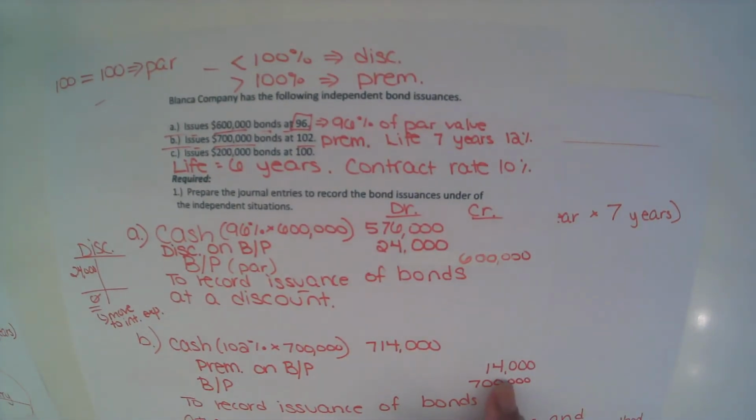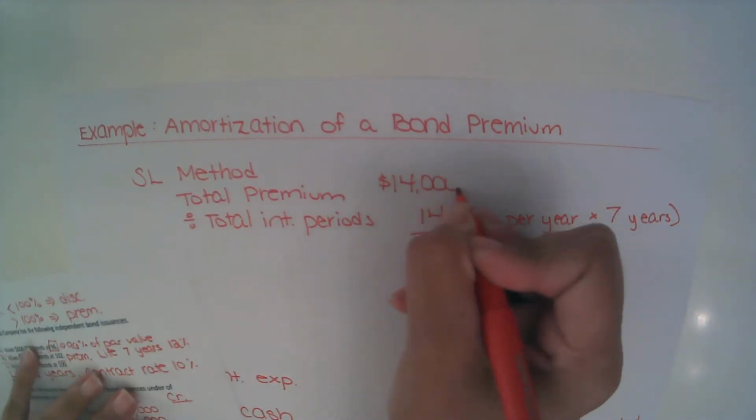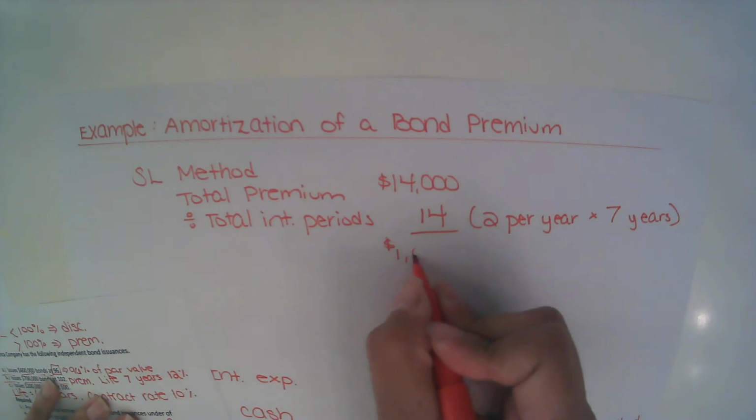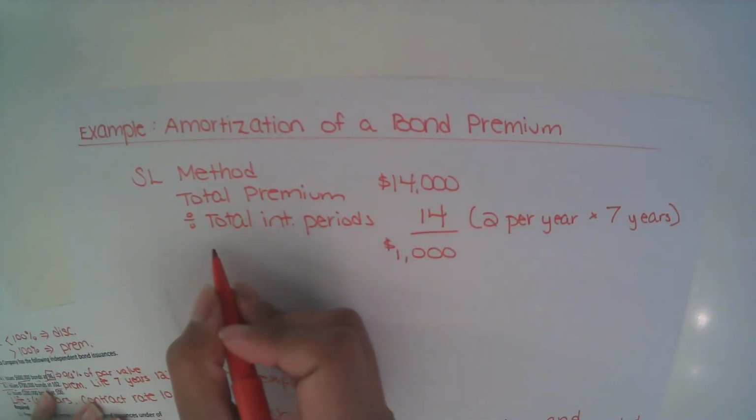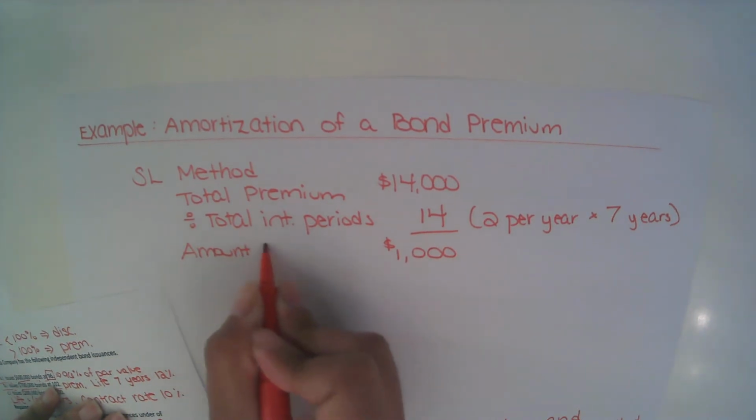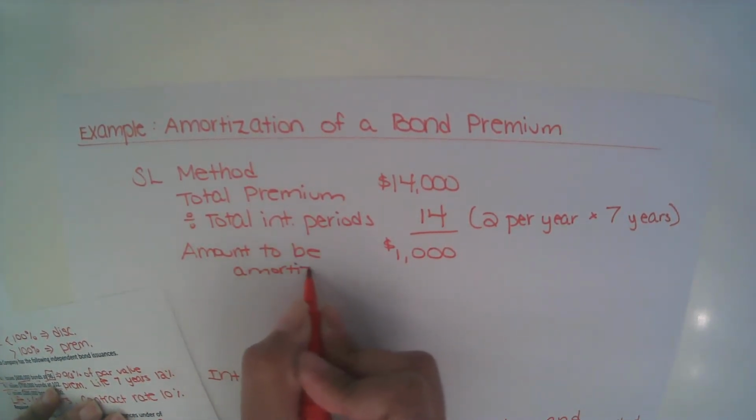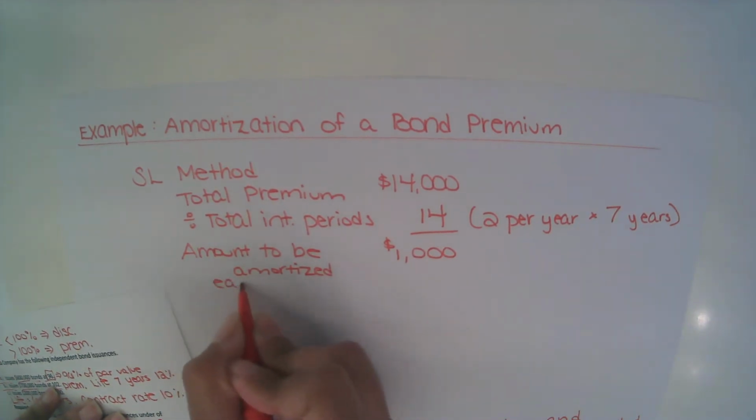And you're going to take your total premium, in this case, $14,000. At least our math is easy. So this is our amount to be amortized each interest period.